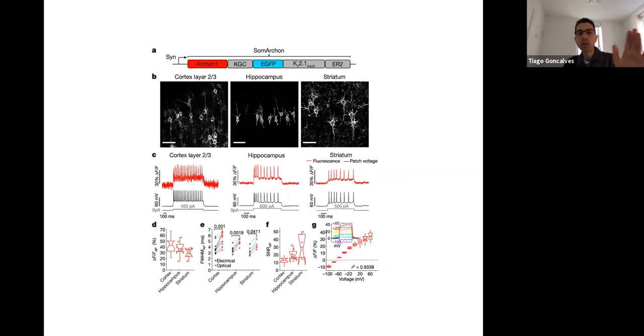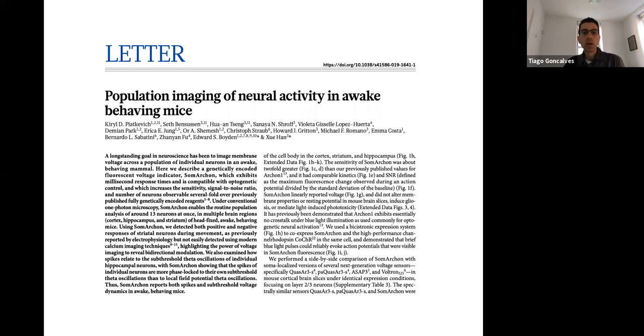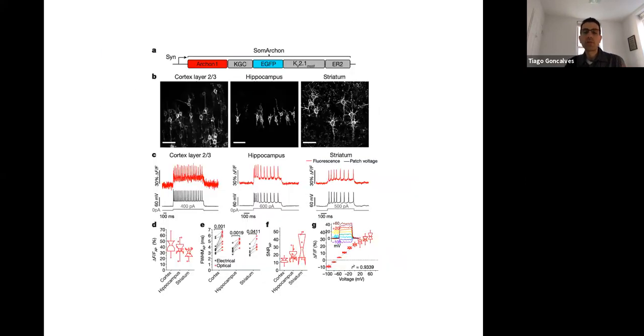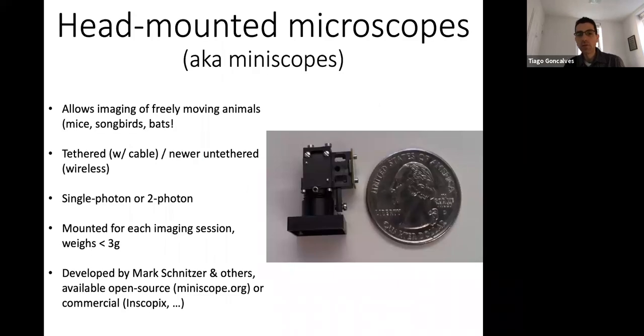And there's other, this is Archon from Edward Bowen and Trehan. There's other types of sensors out there. Now, in the few minutes that I have left, I'm going to be talking a little bit about head-mounted miniscopes. Head-mounted miniscopes have been one of the great revolutions in the last few years.